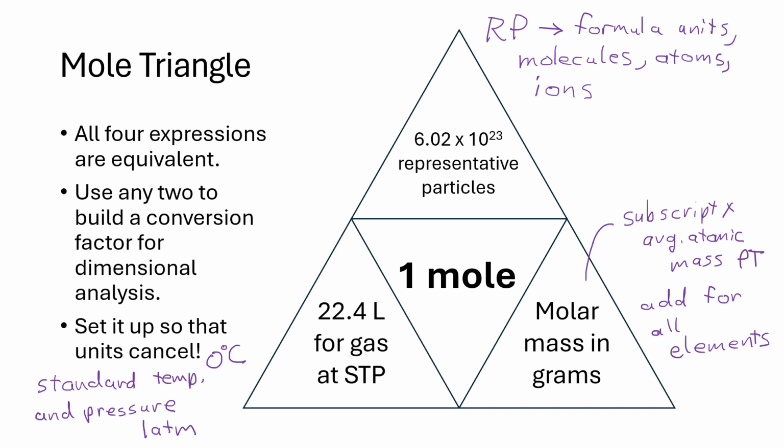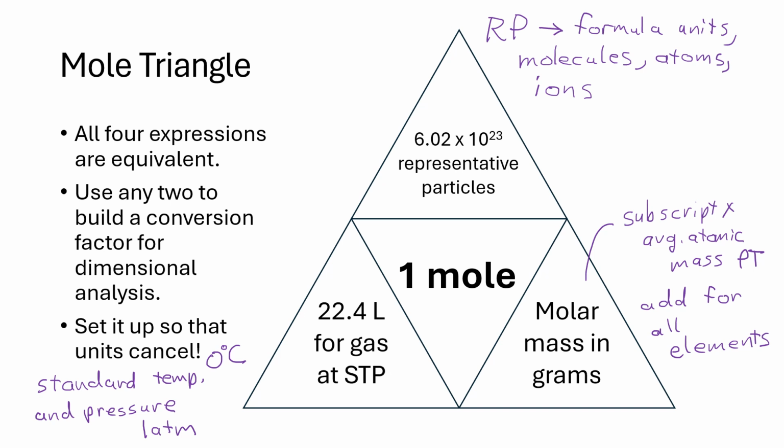Okay, so these 4 things are all different ways of describing the same sample of a gas. If you've got 1 mole of it, you've got 6.02 times 10 to the 23rd representative particles. It weighs an amount equal to its molar mass in grams. And if the substance is a gas at STP, it has a volume of 22.4 liters. And so we can easily convert with dimensional analysis among any of these 4 quantities.